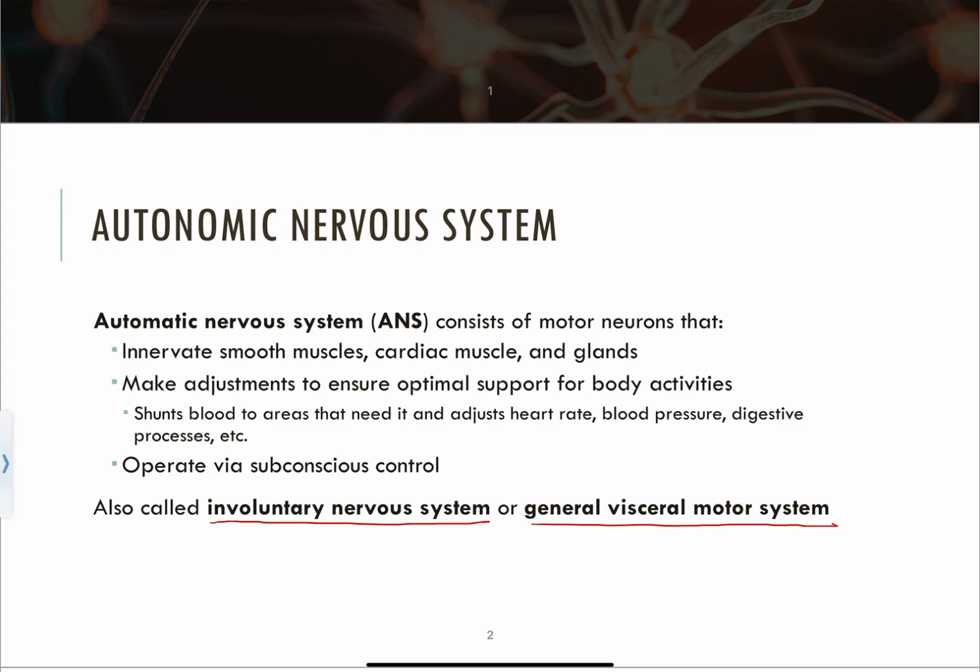So what does it consist of? It consists of the motor neurons and what they synapse with, what their effector organs are. So we're talking about smooth muscle, cardiac muscle, and glands. So pretty much anything that isn't skeletal muscle is under control of the autonomic nervous system. And it's meant to make adjustments to ensure that we have optimal support for all of our body activities, and that we're able to shunt blood to areas that need it, such as the brain, and adjust our heart rate, blood pressure, and digestive processes. So we do operate this division of our nervous system under subconscious control.